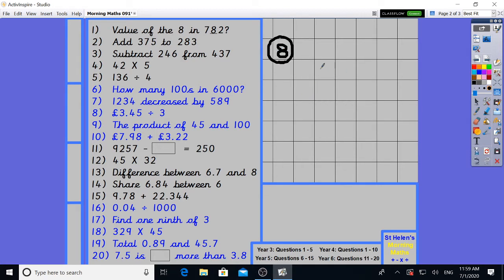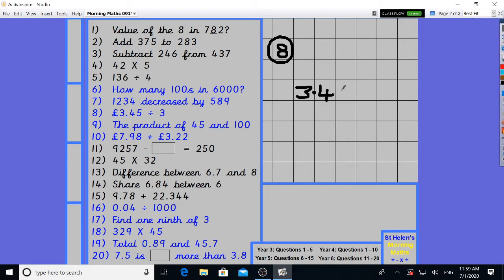£3.45 divided by 3. £3.45, let's write that neater. £3.45 divided by 3. I'll use the bus stop to do this in year 4. We're sharing £3.45 between 3 people. How many 3s in 3? Exactly 1, because 3 is 3. Don't forget the decimal point. It just lines up. Nothing else, it just lines up.